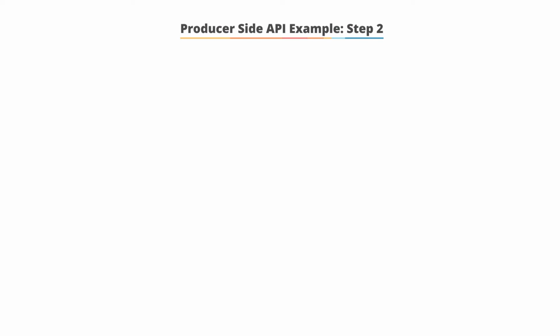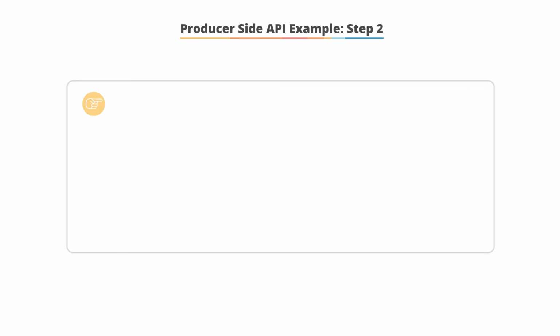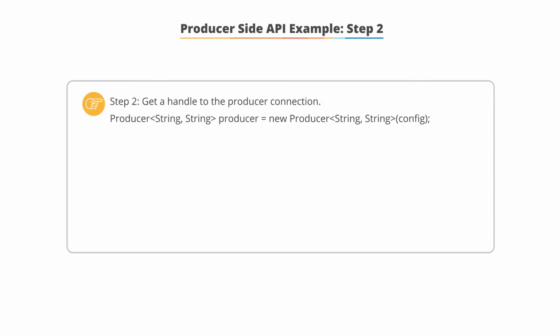In step 2 of the producer-side API, we are going to get a handle to the producer connection that we just created. So we create the statement Producer<String, String> producer equals a new instance of Producer<String, String>, with the config we just created being passed.